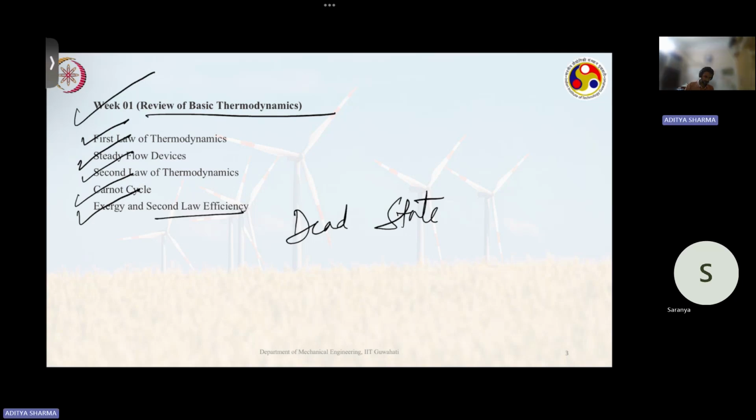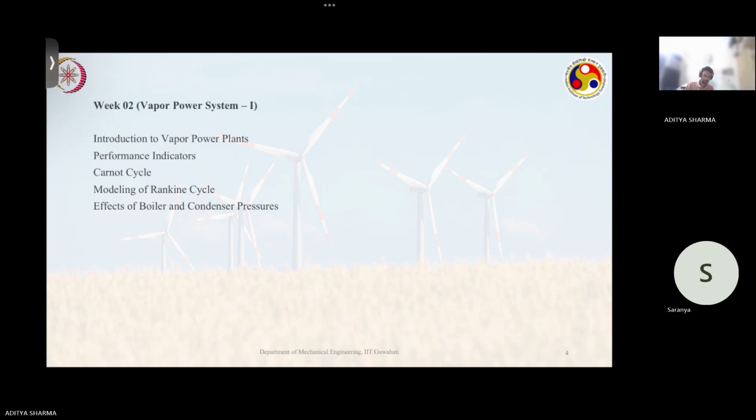And then related to exergy, second law efficiency has been discussed. So these were the brief and broad topics that were covered in your week one. Week one was basically about revision of your basic thermodynamics concepts: first law of thermodynamics, second law of thermodynamics, what is exergy, what is a system, what is an open system, what is a closed system, what is a boundary of a system, what are adiabatic systems, all this.